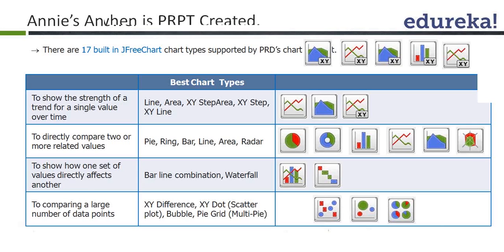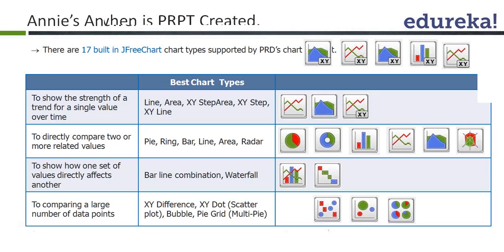Then the third category is to show one set of values directly affects another. So it is again a kind of comparative analysis: bar-line combination and waterfall. So you can see how the trending is happening along with actual values. That type of comparative analysis you can do. So that is the third category. You can mix the chart.